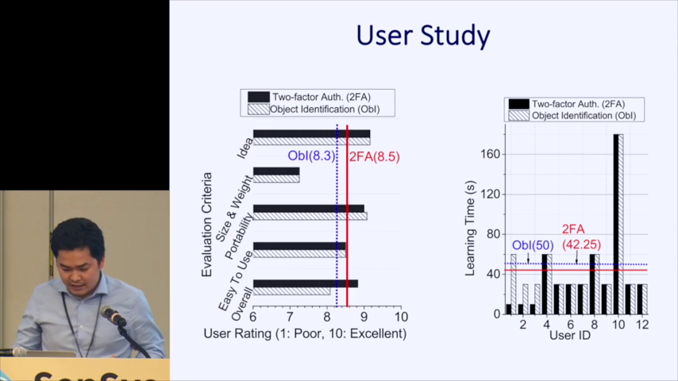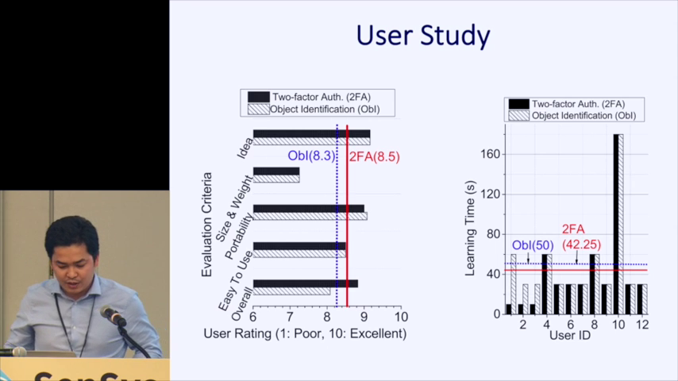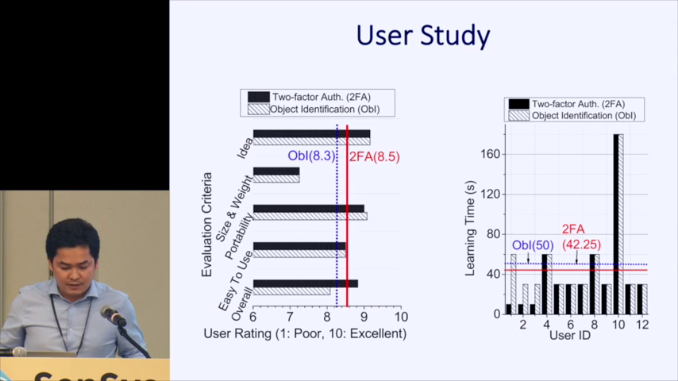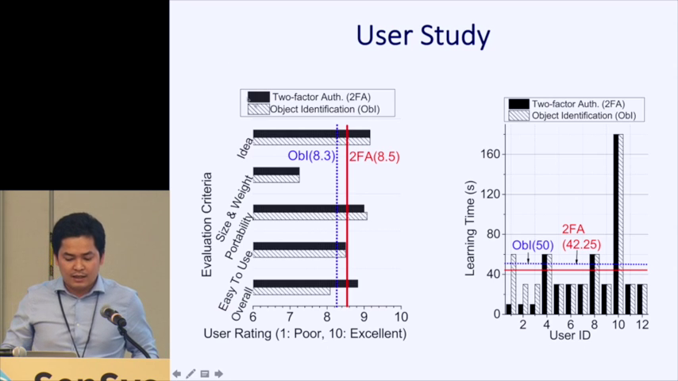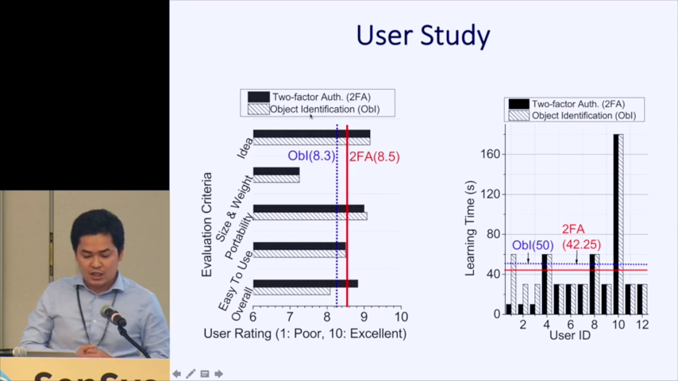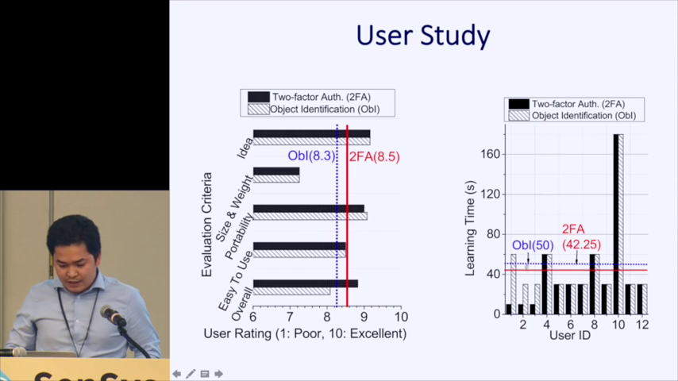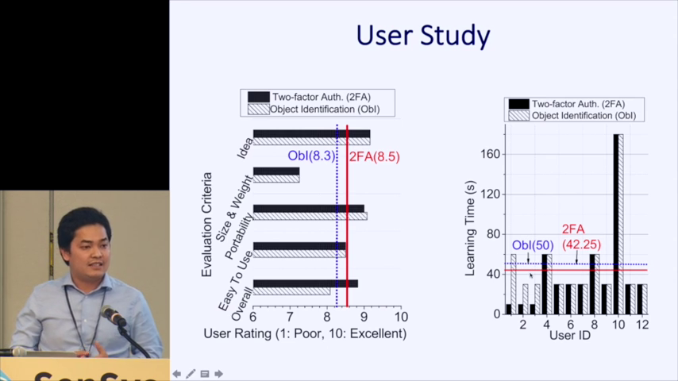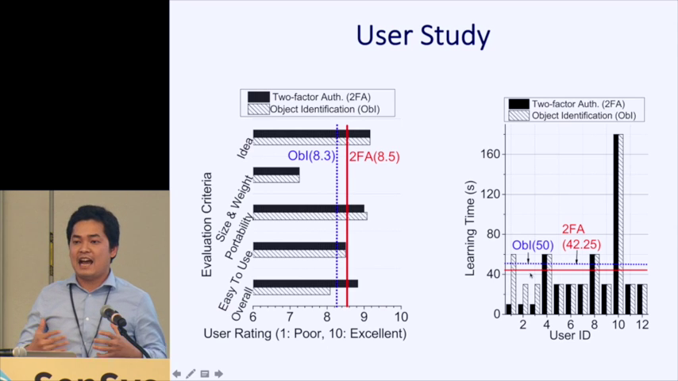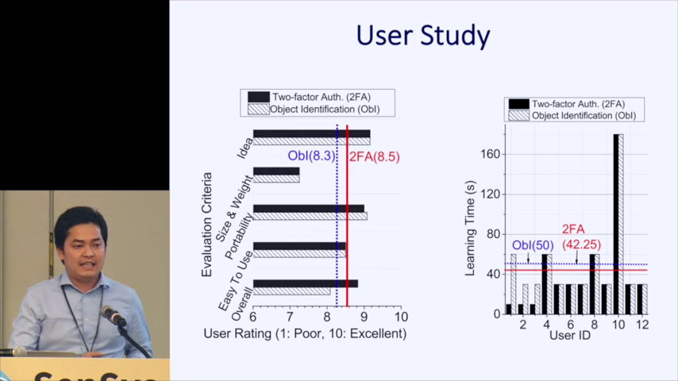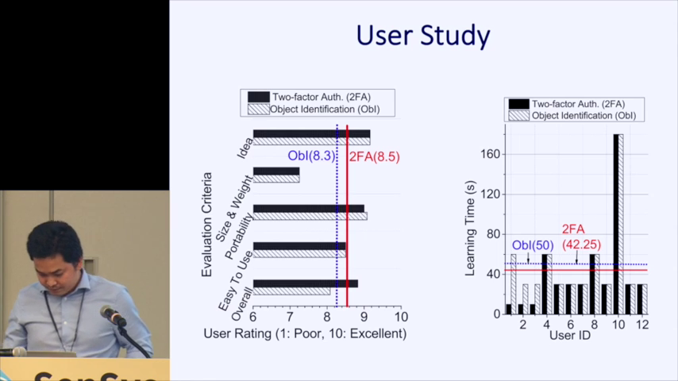We gave the token that I mentioned earlier to our users. We have 12 users, and most of them gave very positive feedback on both the object identification and authentication applications. For the learning time, most of them require less than 30 seconds to understand how to use our token and how to actually use it for different applications, including authentication and identification.